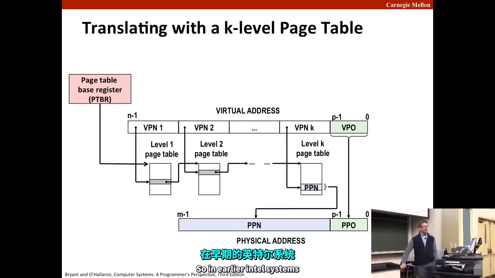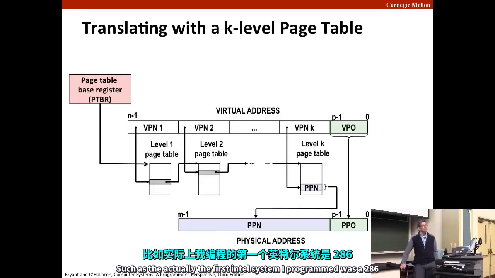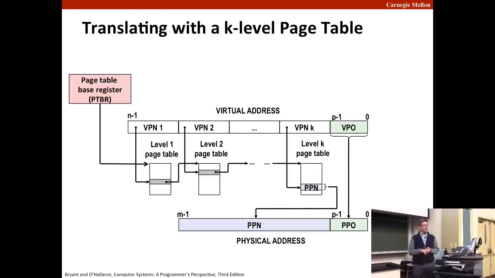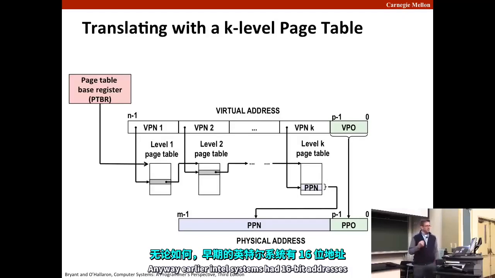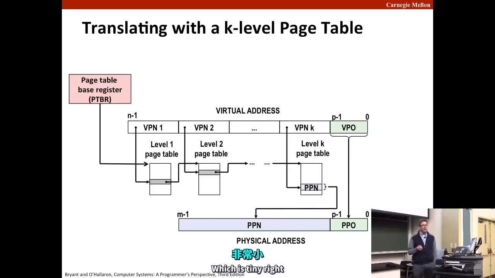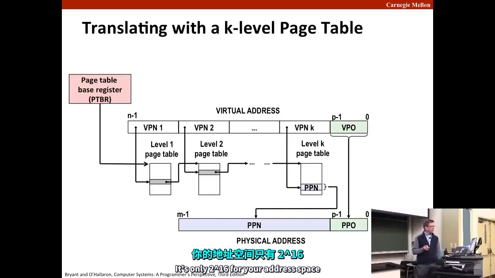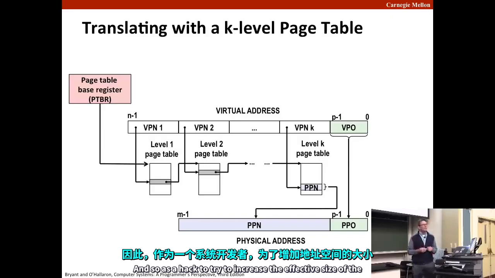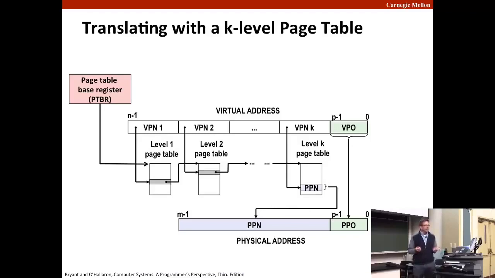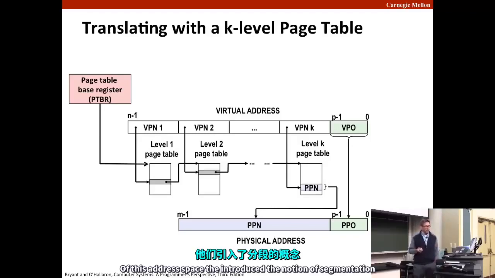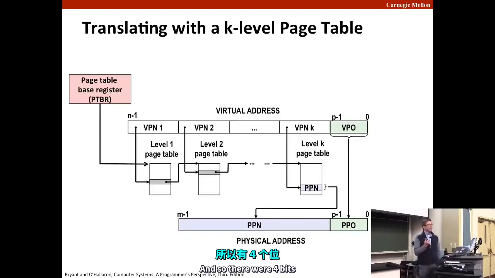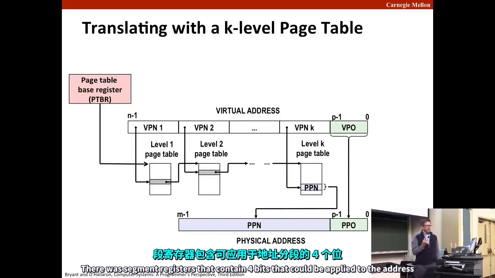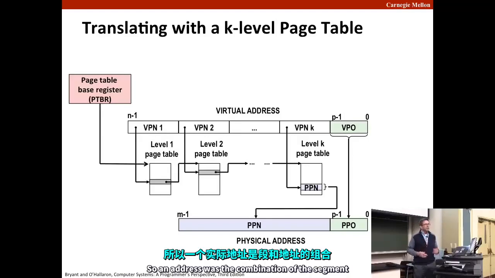So in earlier Intel systems, actually the first Intel system I programmed was a 286. Was it the 286? No, it was the 8086. Anyway, earlier Intel systems had 16-bit addresses, which is tiny, right? It's only 2 to the 16th for your address space. And so as a hack, to try to increase the effective size of this address space, they introduced the notion of segmentation. There were segment registers that contained 4 bits that could be applied to the address.